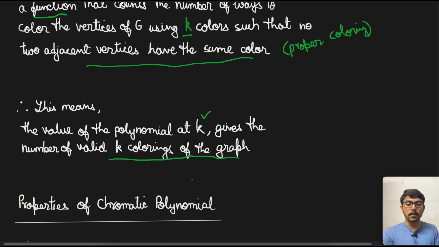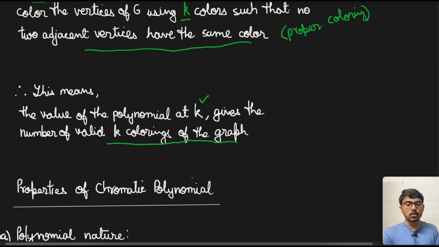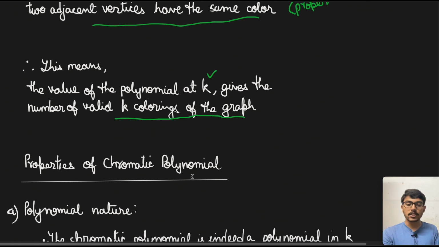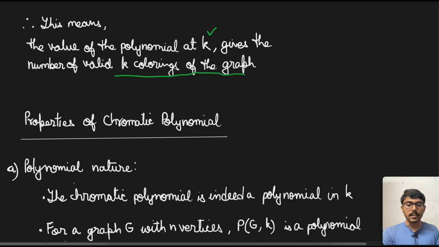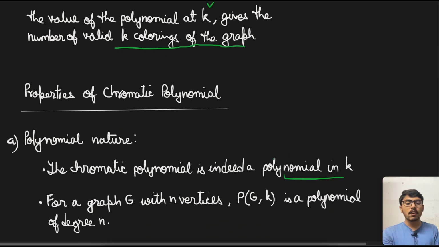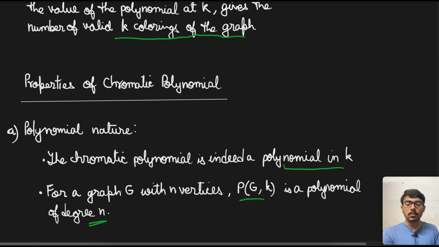Now we come to properties of chromatic polynomial. So the first property is the polynomial nature. The chromatic polynomial is indeed a polynomial in k, right? So a polynomial in k simply means it will be of the same exact form, a n k raised to power n, a n minus 1 k raised to power n minus 1. So that is how it will go, and we will see that in a while. For a graph G with n vertices, the chromatic polynomial is a polynomial of degree n. Okay, and this is how we are going to define it.